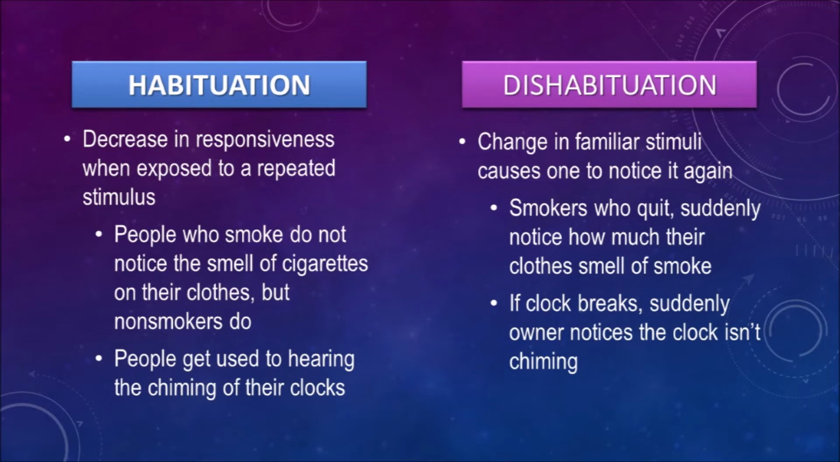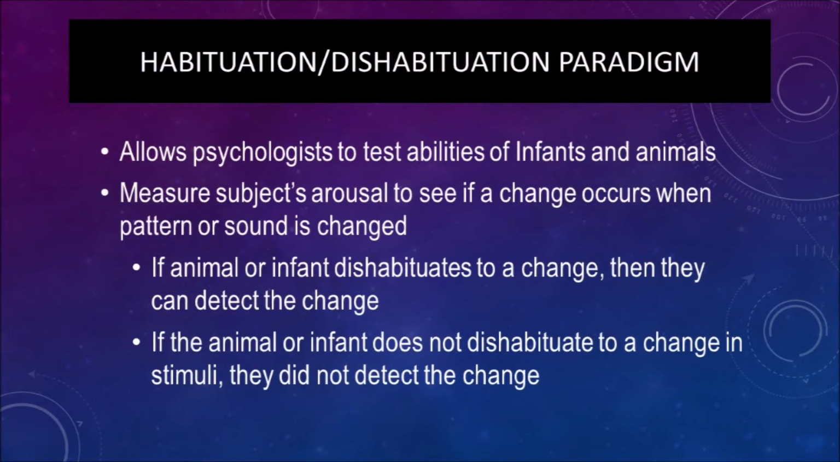So this is the difference between habituation and dishabituation, and that leads to a paradigm that is called the habituation-dishabituation paradigm. This paradigm allows psychologists to test the detection abilities of infants and animals, because it is hard to test their abilities.